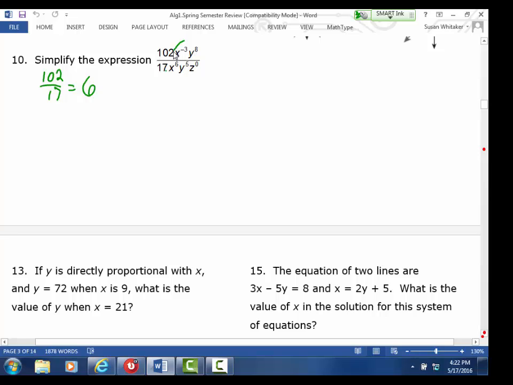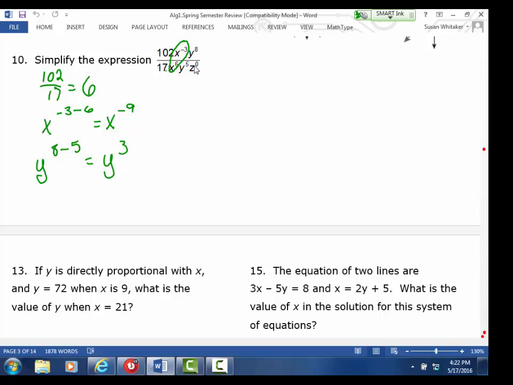And then we're dividing like bases with different exponents. So when we're dividing, our rule is that we subtract. So that would be x to the negative 3 minus 6, or x to the negative 9. Okay, and then we have y to the 8th minus 5, which is y to the 3rd. And then z to the 0, well, there's no z up top, so we could leave it as z to the 0, but we know that anything to the 0 power equals 1.